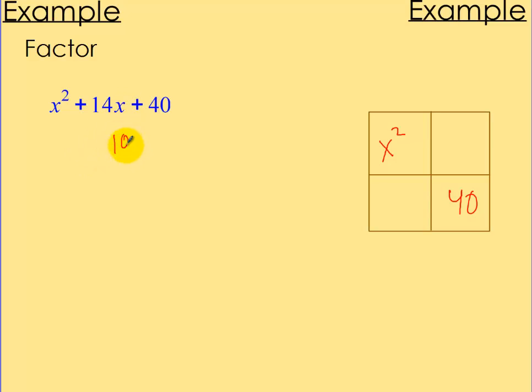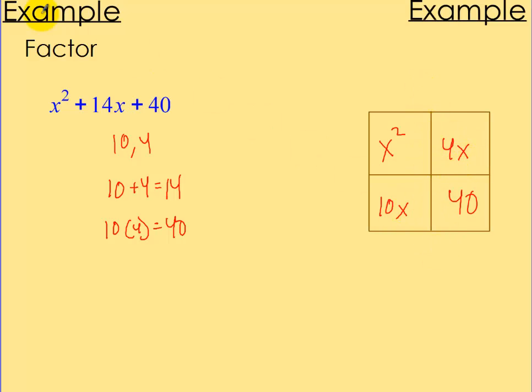And my two numbers are going to be 10 and 4, because 10 plus 4 is 14, and 10 times 4 is 40. So those check out. Since those are my two numbers, I'm going to put a 10x over here and a 4x over here. Doesn't matter the order.